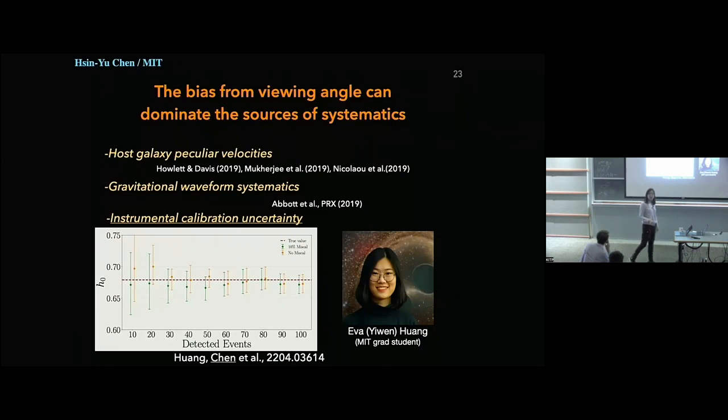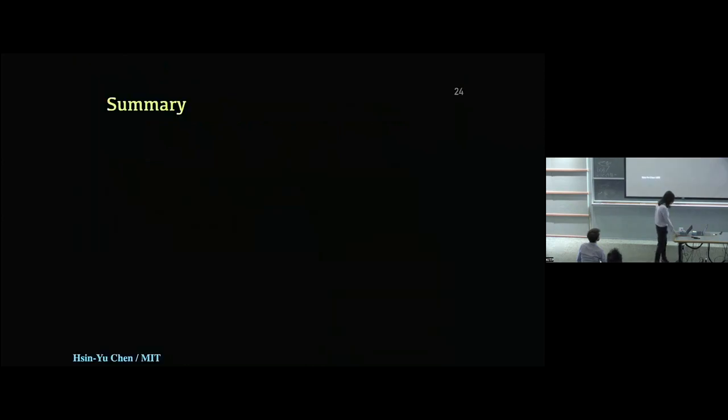And the next one, in terms of comparing how big the systematic is, contributing from all these different sources, it seems that the one from the viewing angle could be the dominant one. And currently we don't know how to resolve that. So that is actually our next big task for the bright siren method. Okay, so I'll just summarize here.